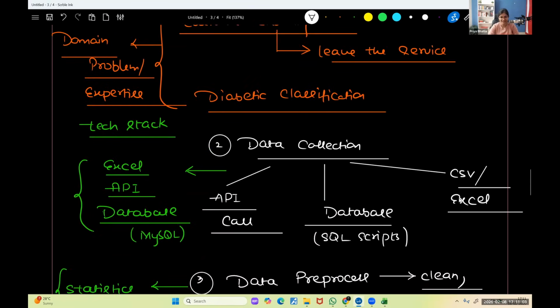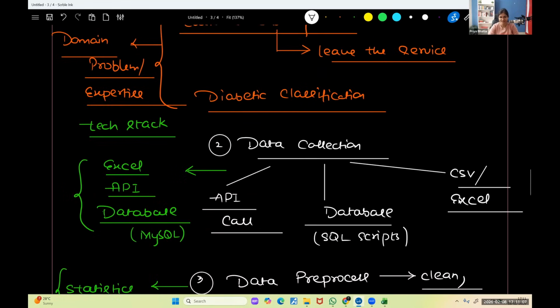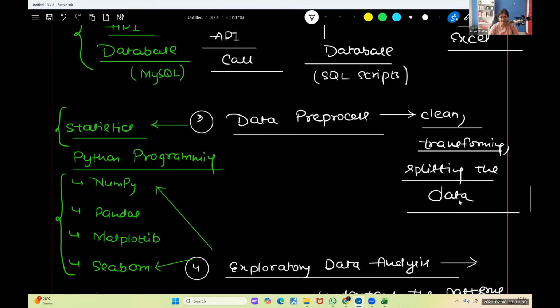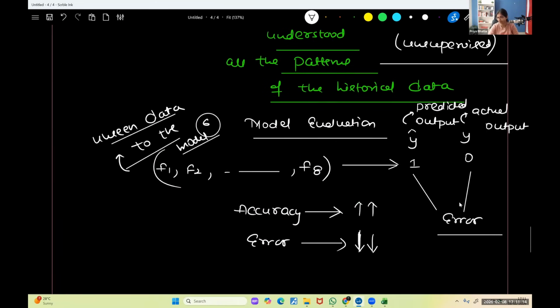Done. So we have seen problem definition, we have seen data collection, we have seen data pre-processing, then EDA, then model building, and finally model evaluation.